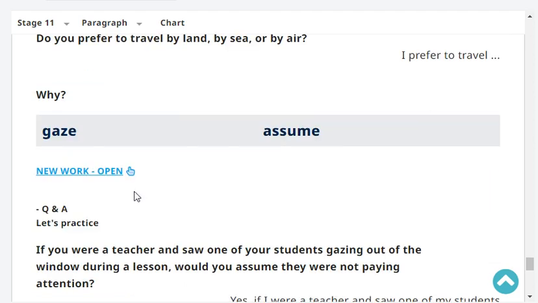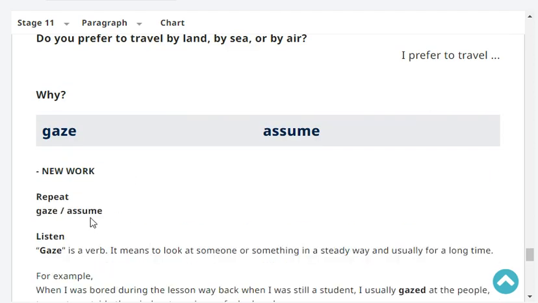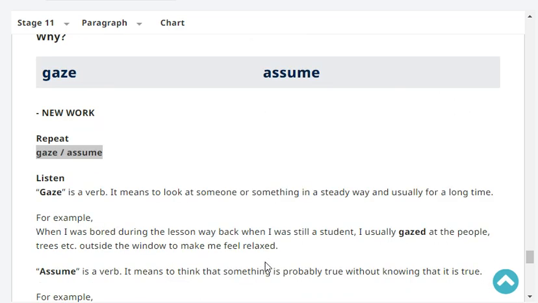Let's have a new word. Okay, repeat. Gaze. Gaze. Assume. Assume. Very good. Okay, listen. The word gaze is a verb.